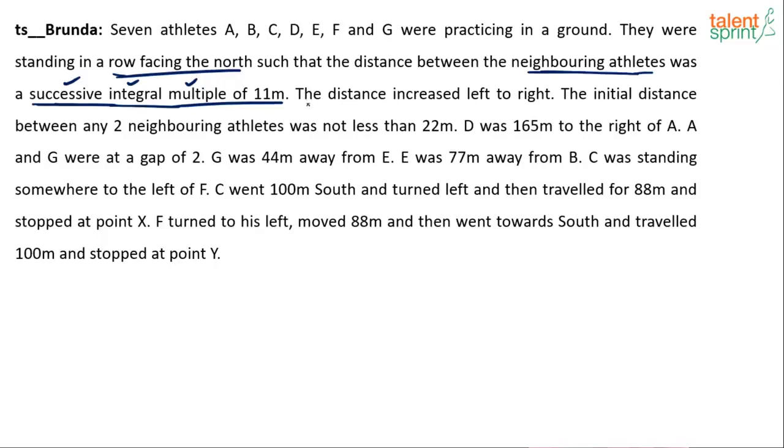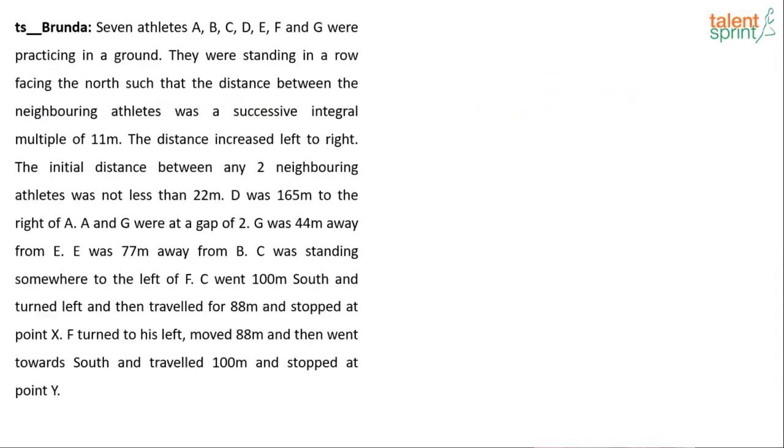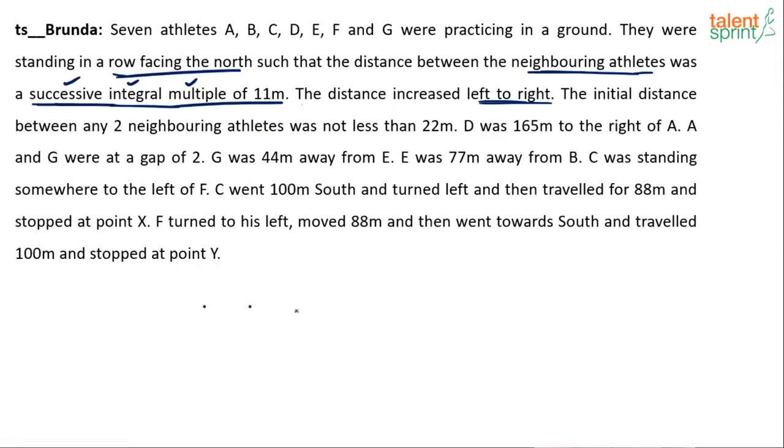The distance increased left to right. Very, very important. So for example, with 7 athletes, let's mark the 7 positions: 1, 2, 3, 4, 5, 6, 7. Of course, here it looks like all the distances are equal, but I'm just marking their positions. The distances are all different, right? So if these are the 7 positions, 1, 2, 3, 4, 5, 6, 7.